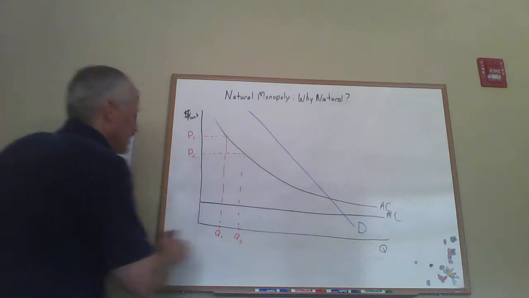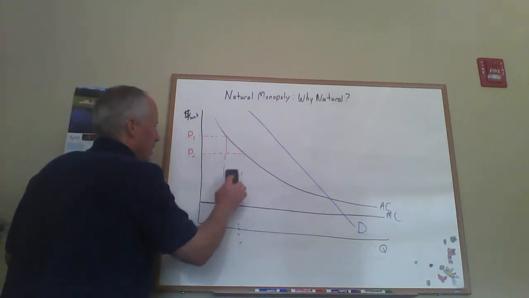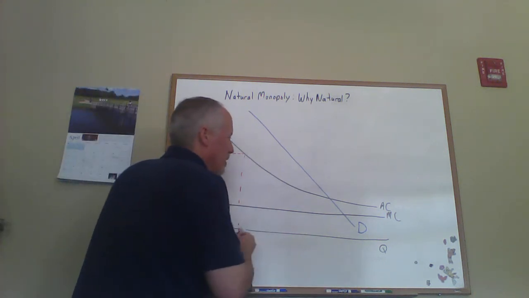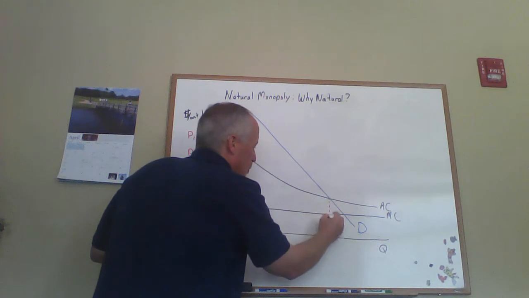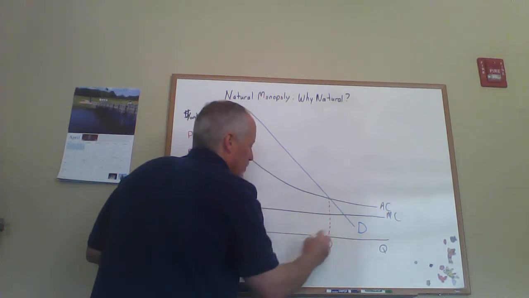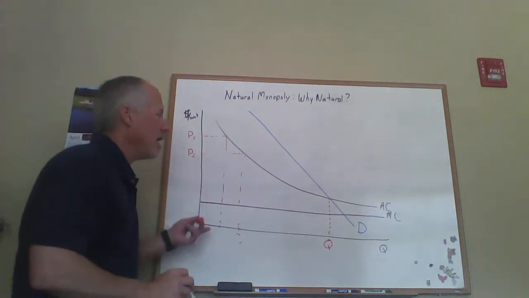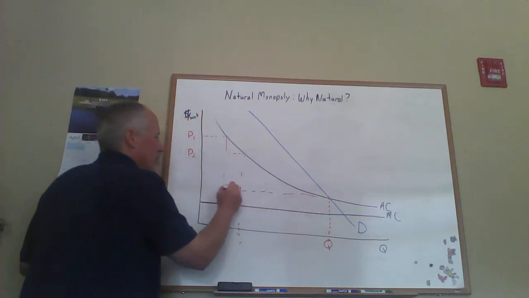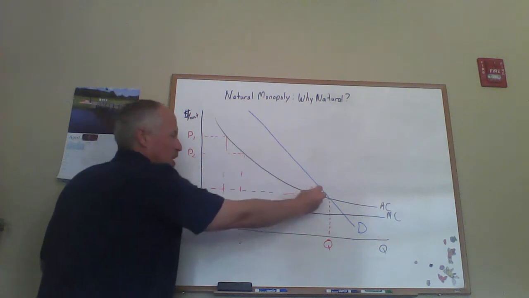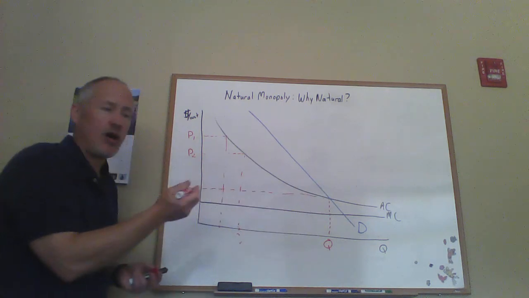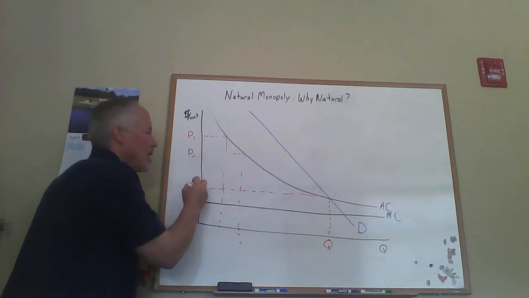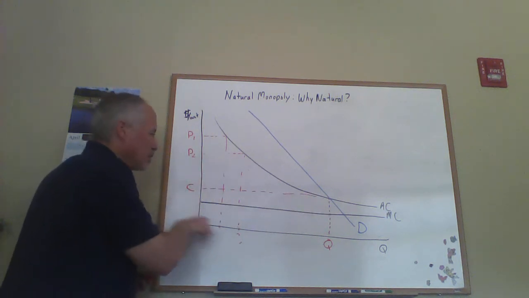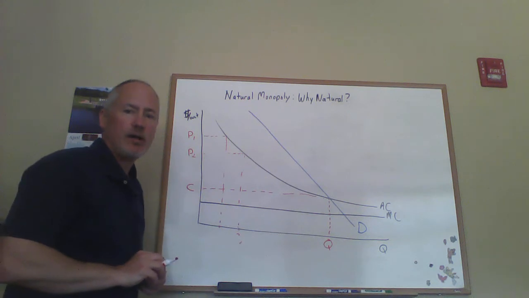We can see that on this diagram here by saying, suppose we want to have this quantity produced out here. If we have one firm produce this quantity of the good, total cost, well, we read up to the average cost curve and over. That gives us cost per unit, so we'll call that C. And then the total cost would be this rectangle. It would be the cost per unit multiplied by the quantity.